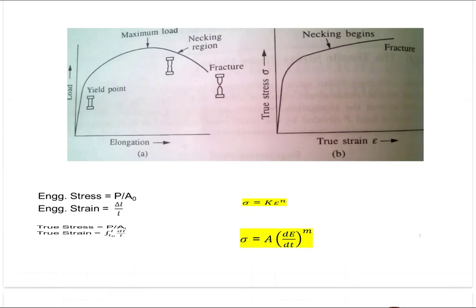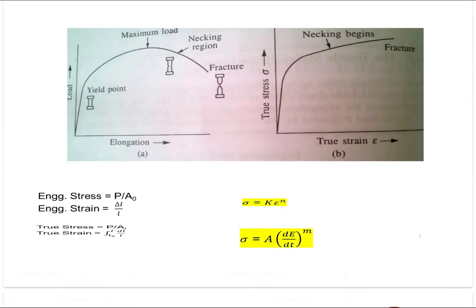This curve can be expressed in this power relationship, that is sigma equal to K into epsilon to the power n. n is the strain hardening exponent. Another way to define stress is in terms of strain rate: sigma equal to A into (d epsilon over dt) to the power m. Here the n exponent tells you how the material will behave.